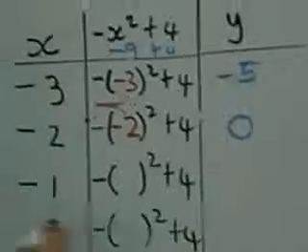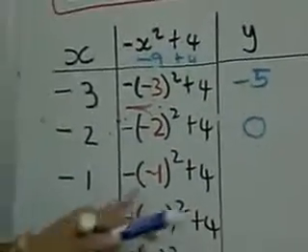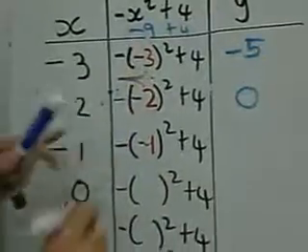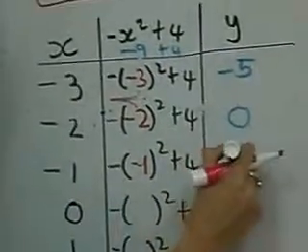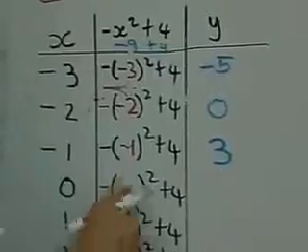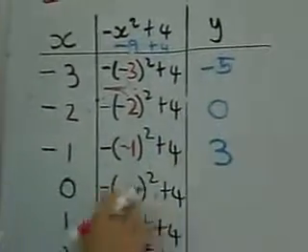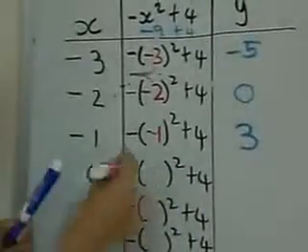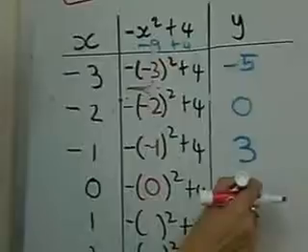Then we're going to have minus 1 plugged into this one. Minus 1 squared is 1, so that's minus 1 plus 4, which gives me 3. Then this one becomes 0. This one is 0 that I plug in here, and that gives me 4.